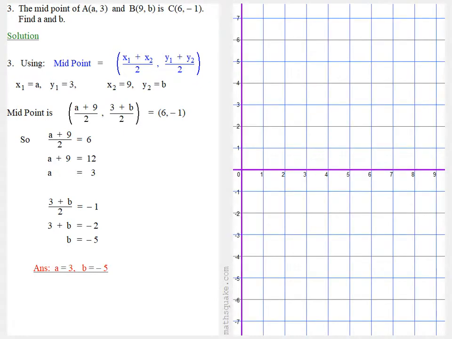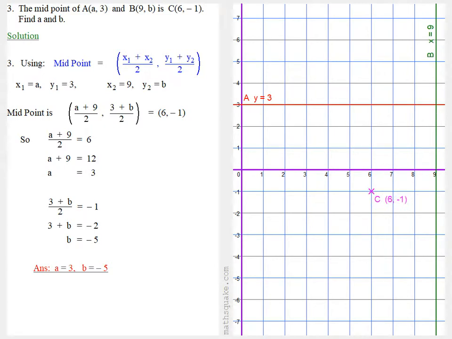Now it's a little bit harder to do this on the graph, but if we draw a graph, we can draw in the point A. Since we don't know the x-coordinate, we only know the y-coordinate is 3, it's actually somewhere on the line y is equal to 3. And the point B is somewhere on the line x is equal to 9.